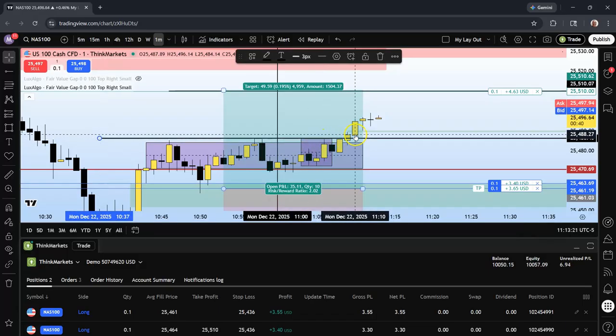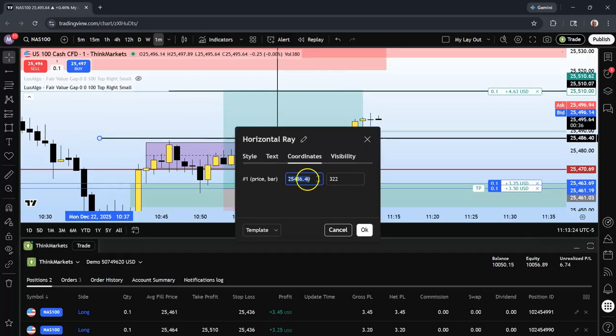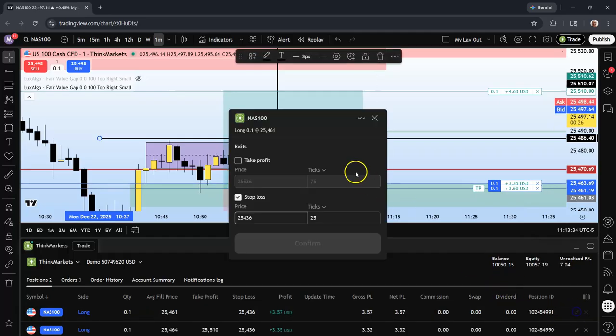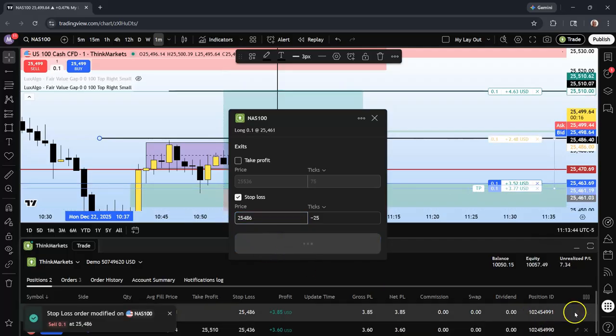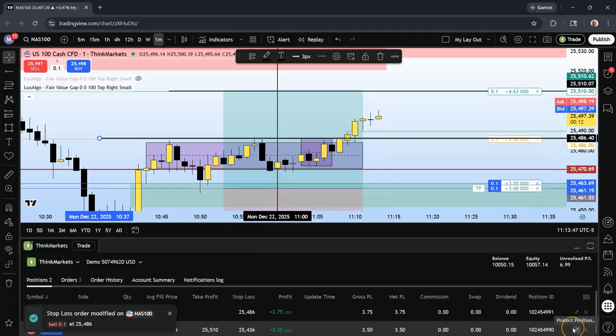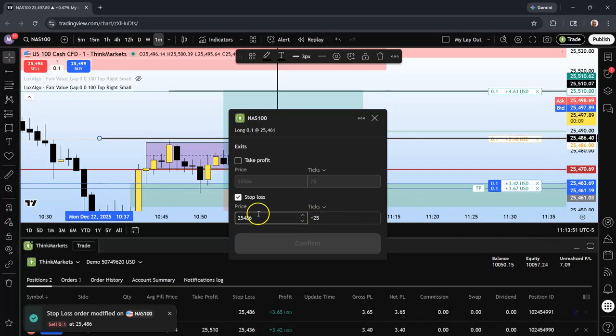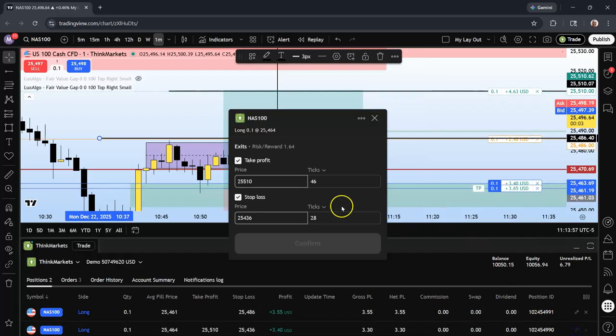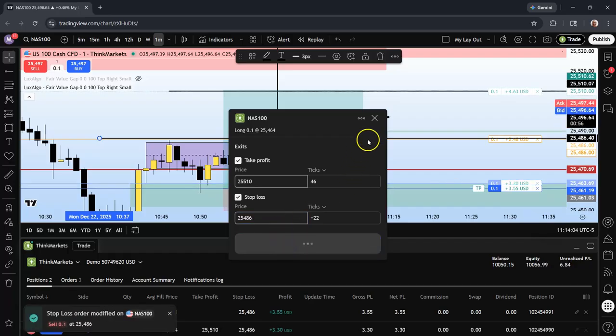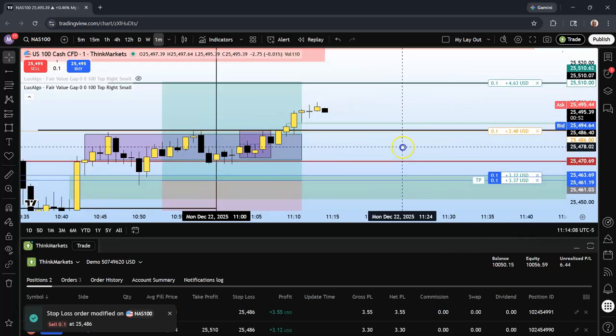Okay, so right there, right above these candles here, grab this number and place it underneath both trades. So what I'm doing is changing the stop loss to this number. Okay, so I'm eliminating the downside risk.